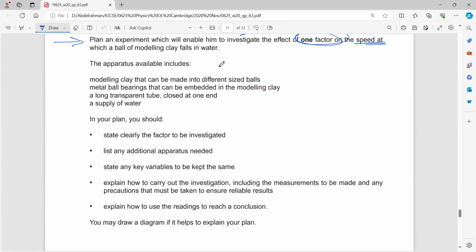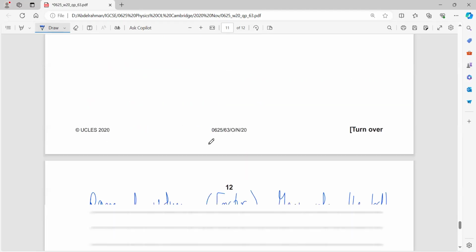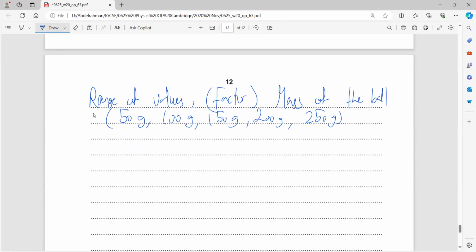Now state clearly what the factor is. We did that already. List any additional apparatuses that will be used. I'll write them down. State any key variables. So let's write down the key variables. What are the variables that will be constant? What are the controlled variables in this experiment? The same density of the water, maybe.